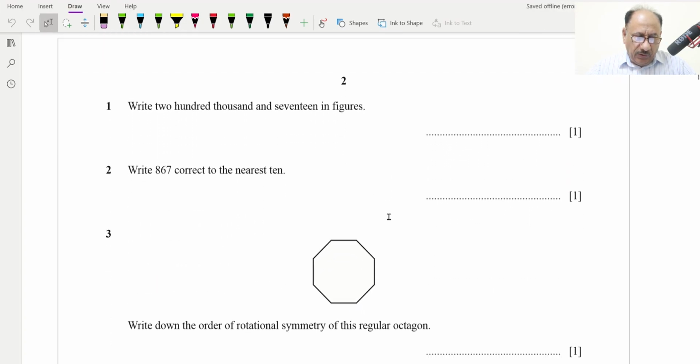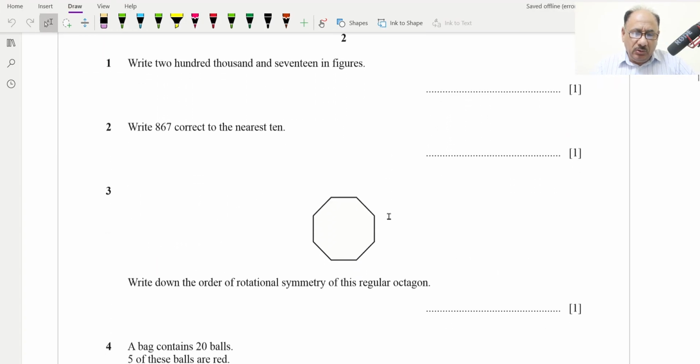Question number 1. Write down 200,017 in figures. So 200,017 will be over here. Up to this point it will be 200, and next is 17, so we will write it like this.